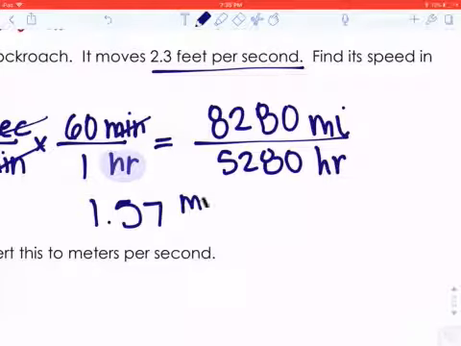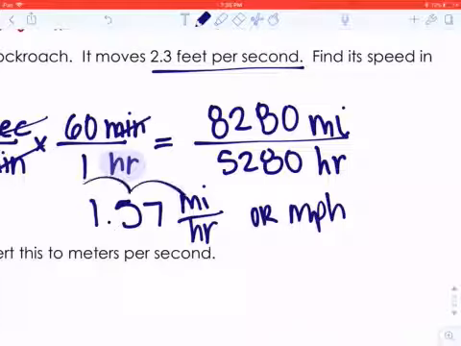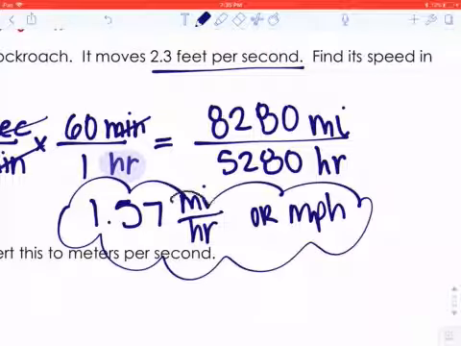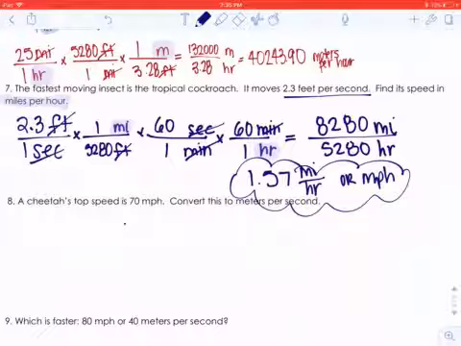You could write miles over hours. You could always write miles per hour, right? MPH, miles per hour, either way. So you do the same exact thing. The only thing is that you're going to do it double time, right? You have to get rid of the top and the bottom.